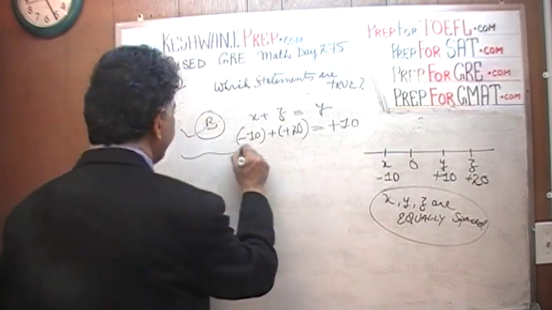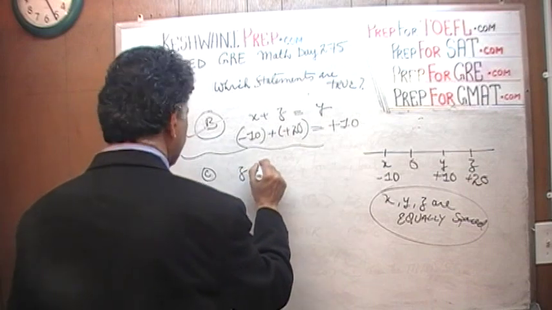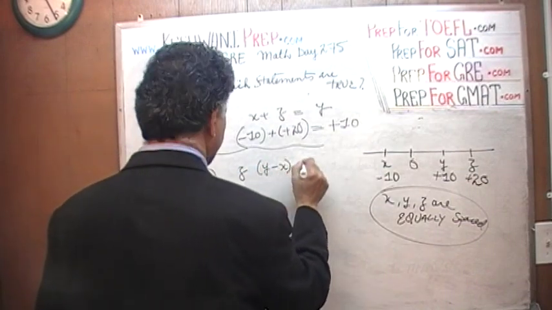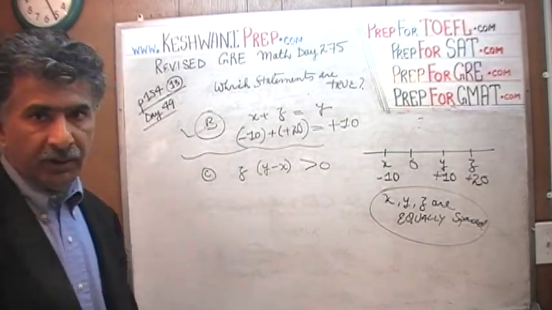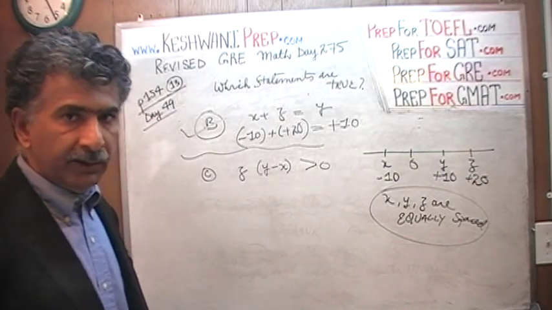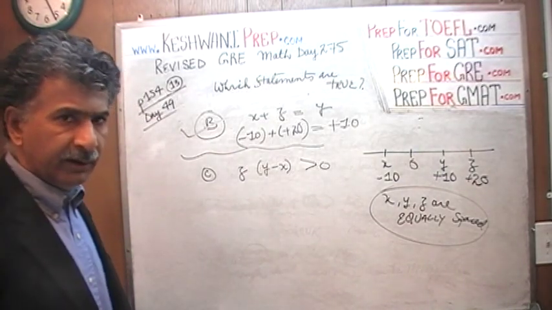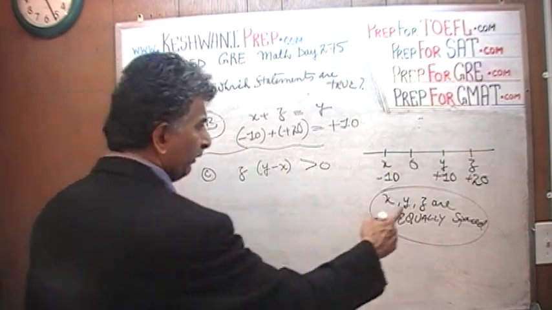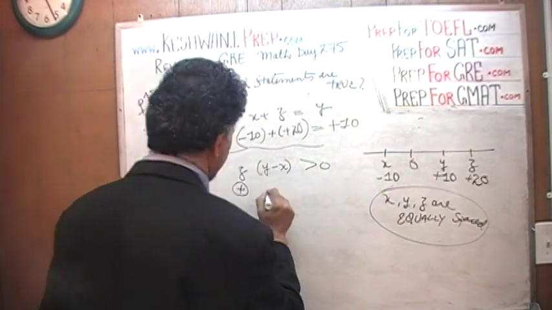Let's move on to C. C says z times y minus x is greater than 0. Well, let's see if we can do that. Now we can do this in theory, or algebraically in an abstract manner, or you can do it by plugging in numbers. If you do it in an abstract manner, you realize that z is positive. Y is a positive quantity.